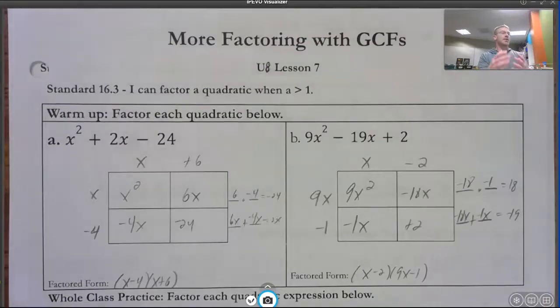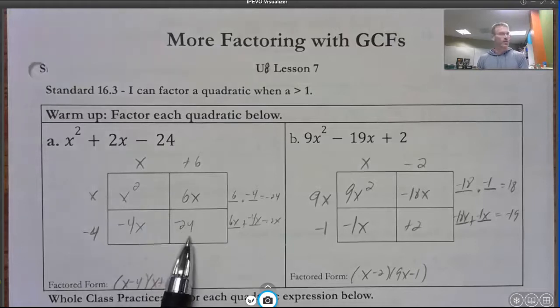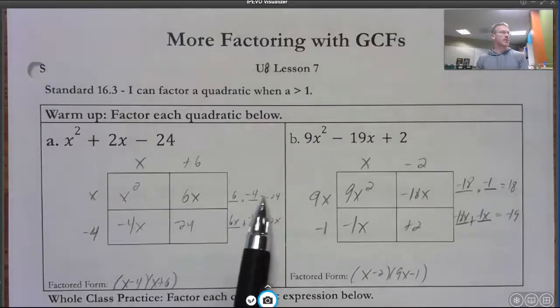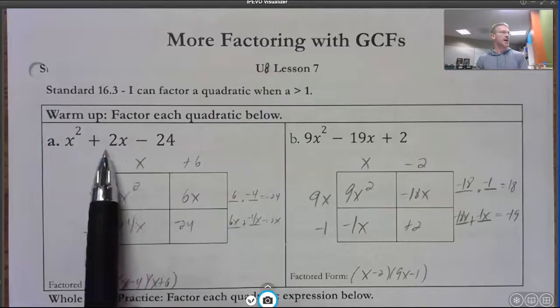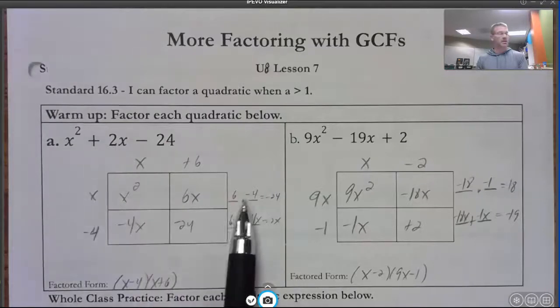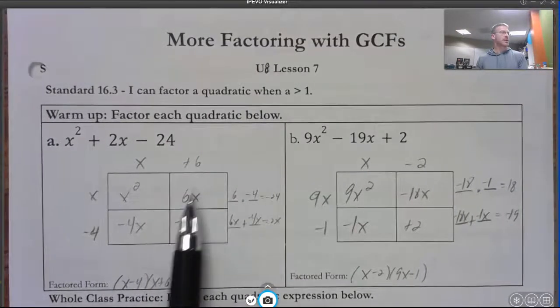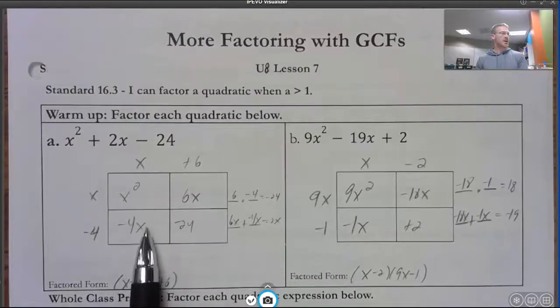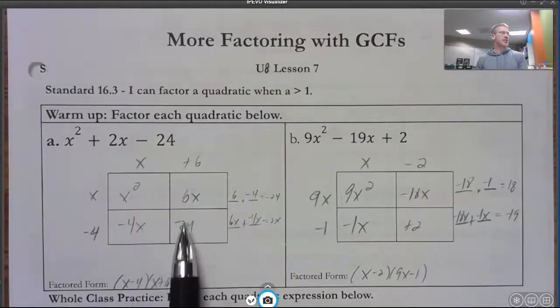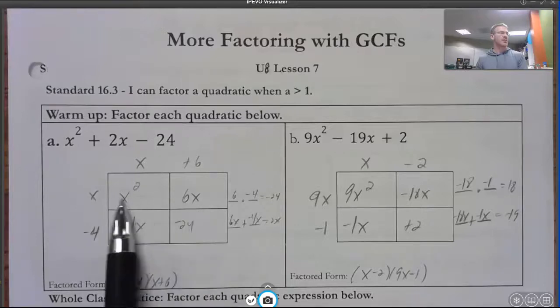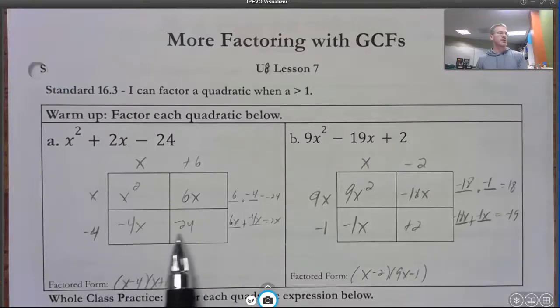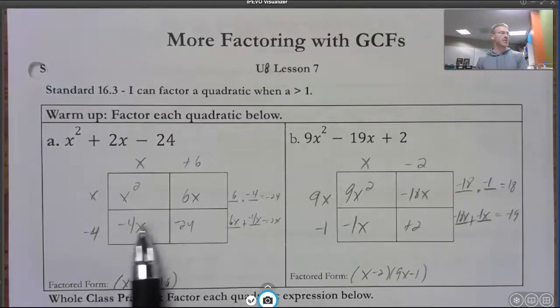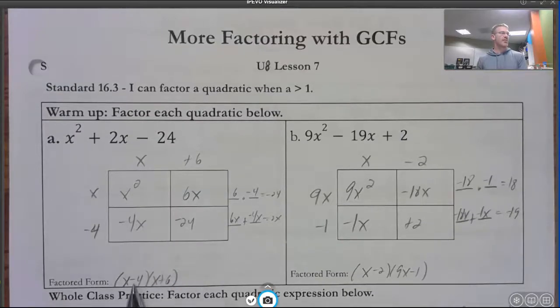All right, here is my work, and what you can see is that, once again, when we do A times C, I get negative 24. So I need two things that multiply to be negative 24 that add to be positive 2x. You can see that I used 6 and negative 4. So there's 6x, there's negative 4x. My GCF in the first column is x. My GCF in the second column is 6. GCF in the first row is x. GCF in the second row, notice it's going to be negative 4 since they're both negative. And that means our factored form is x minus 4 times x plus 6.